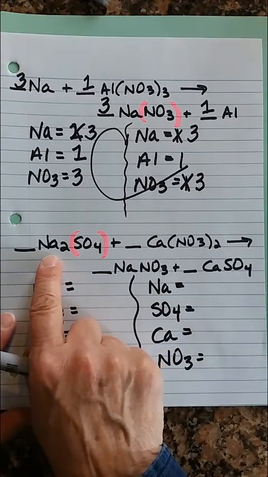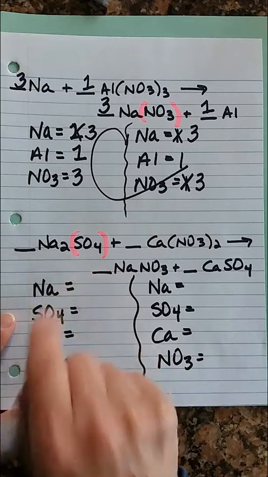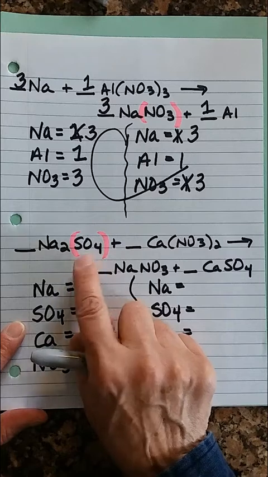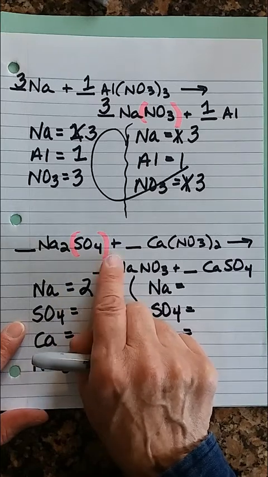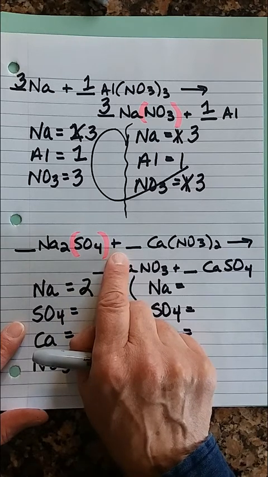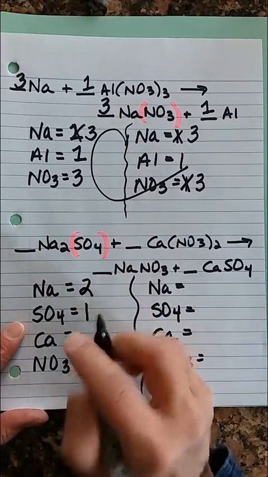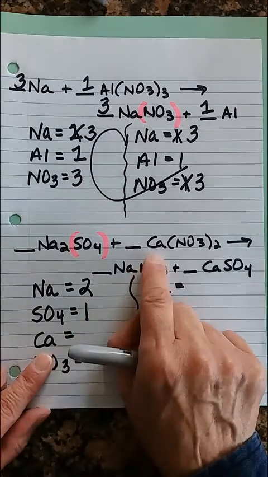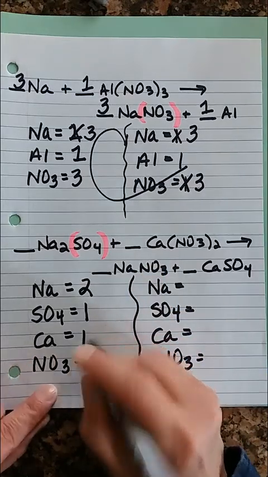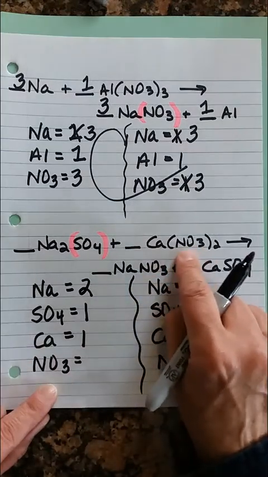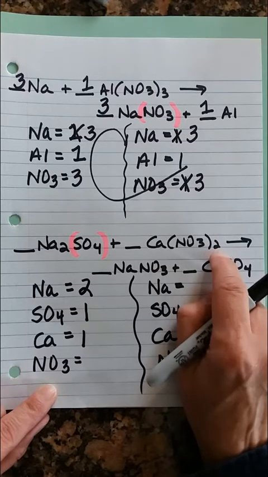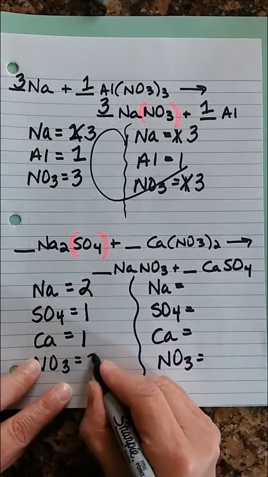So I have Na here. I've got a subscript 2, so that means there's 2 of them. Now, SO4, remember we put those imaginary parentheses around it, okay? I don't have 4 SO4, I actually have 1 SO4, so that would be 1. Then I go to Ca, here's Ca here. Ca has a subscript of 1, so that means I have 1. Now, NO3 is in parentheses with a number 2 on the outside. That number 2 tells me how many NO3s I have, so I've got 2.